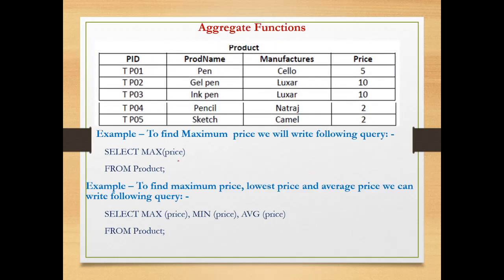In the same way we can find the maximum value. If we want to find the maximum value of price from a relation product, then we will apply command select max of price from product. Then its output will be 10. In the same way we can apply multiple aggregate functions collectively to find maximum price, lowest price, average price. Then we can write the following query: select max of price, comma min of price, comma average of price from product.